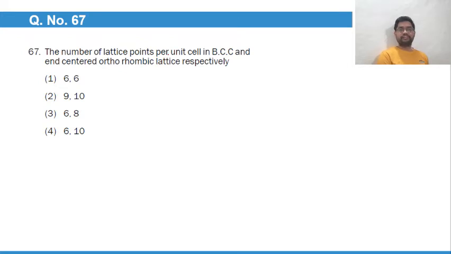67. The number of lattice points per unit cell in BCC and end centered orthorhombic lattice respectively is. For BCC it is 9. How is it 9? The lattice point is present at 8 corners and 1 at body center, so 8 plus 1 is 9. For end centered also there are 8 corners, and any two opposite faces will have lattice points, so that is 2. So 9 and 10 will go with option number 2.